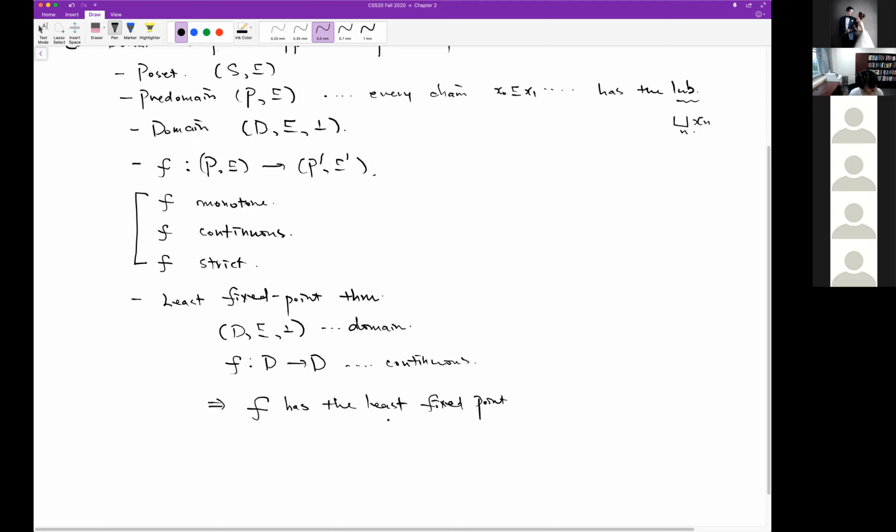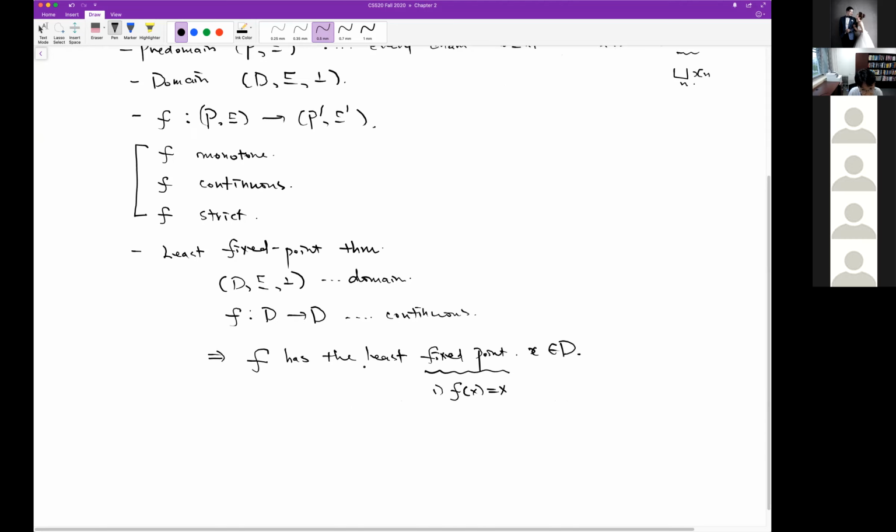So what does this mean? It means there is a least fixed point x in D. What does it mean for x to be a fixed point? It has to satisfy f of x equals x. So applying f doesn't change x. That's what we mean by fixed point. And it has to be least.